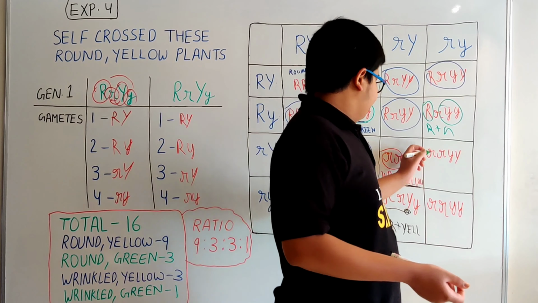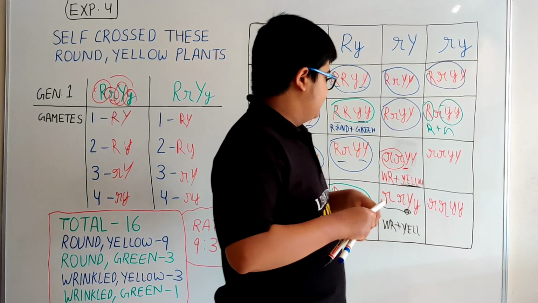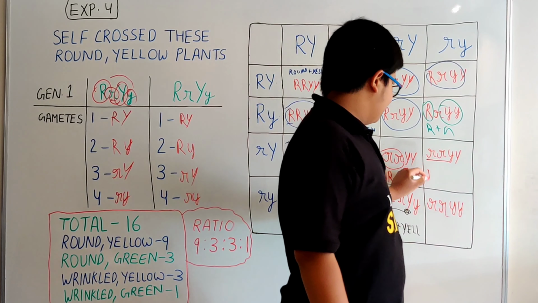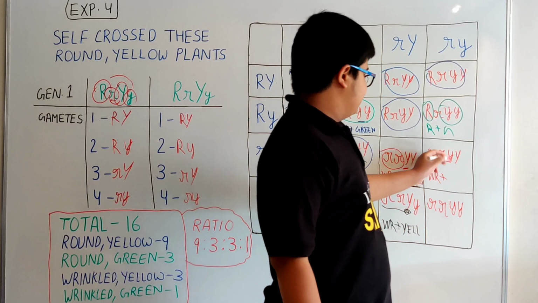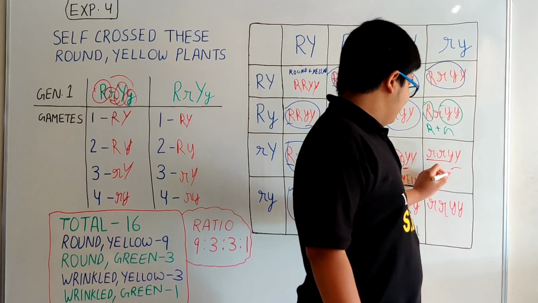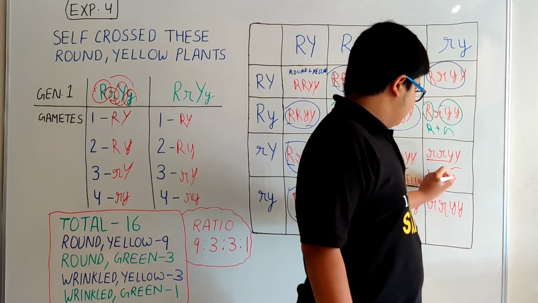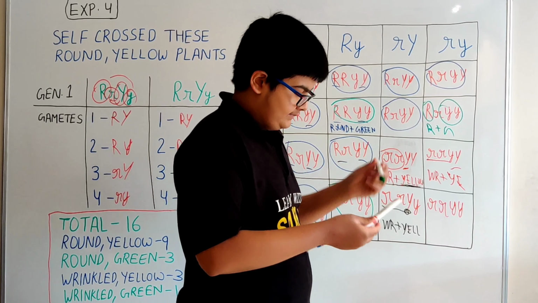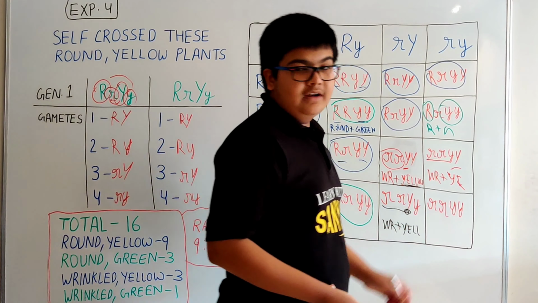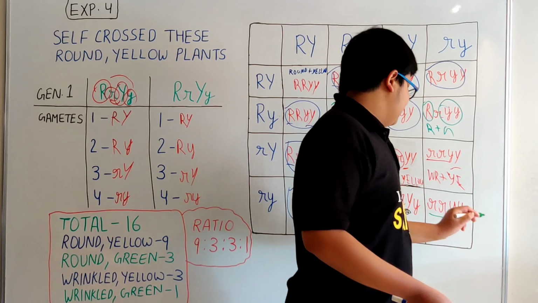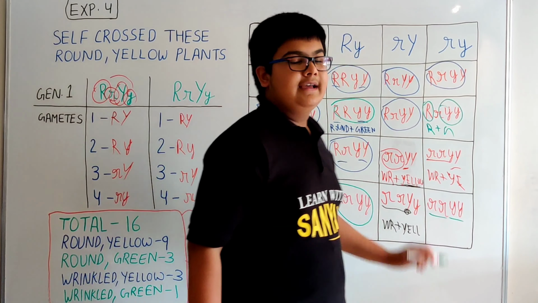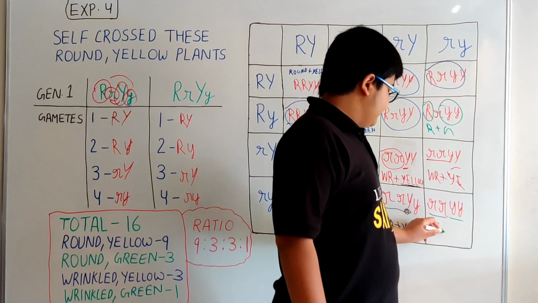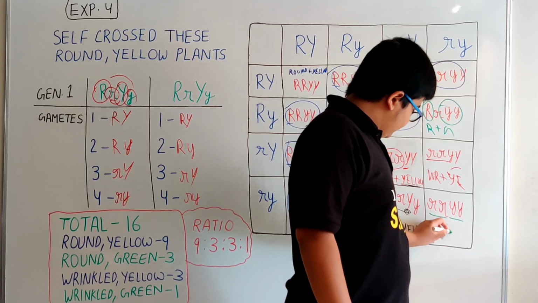Now this will have no copy of capital R, so it will be wrinkled, but as it has one copy of capital Y, it will be yellow. Now the last one. This one does not have a copy of capital R and it doesn't have a copy of capital Y. So therefore it will be a wrinkled and green seed.